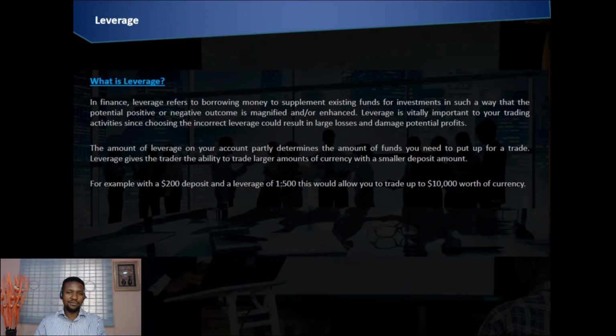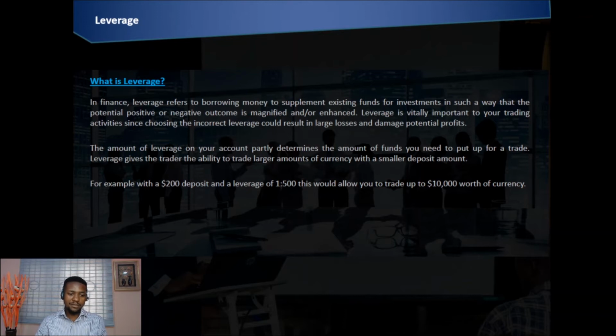I want you to take note of that place. You are borrowing funds in such a way that the potential positive, meaning if it goes fine, or negative, meaning if it goes bad, outcome is magnified. So if it goes fine, your profit is big, and if it goes wrong, your loss also will be magnified. So leverage is vitally important to your trading, since choosing the incorrect leverage could result in large losses and damage potential profit. So in choosing your leverage, make sure you are not greedy.